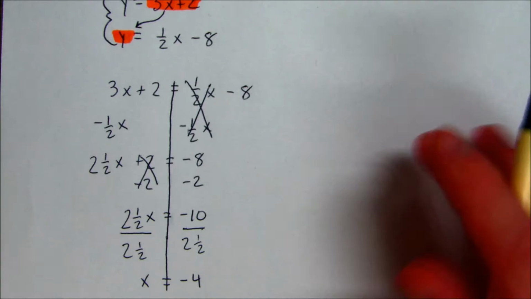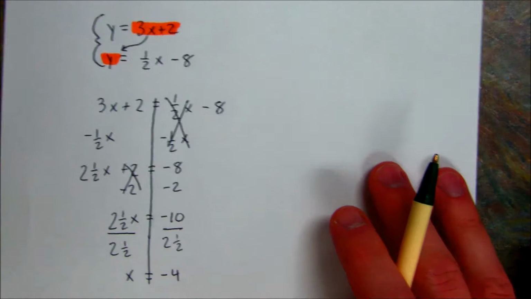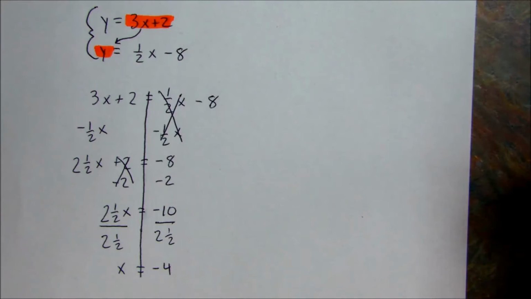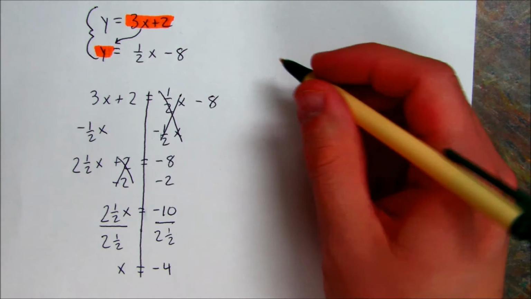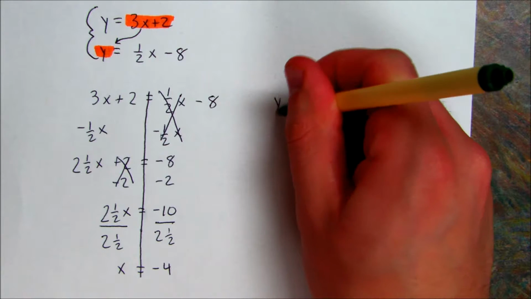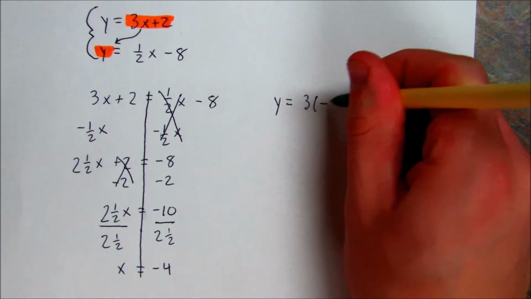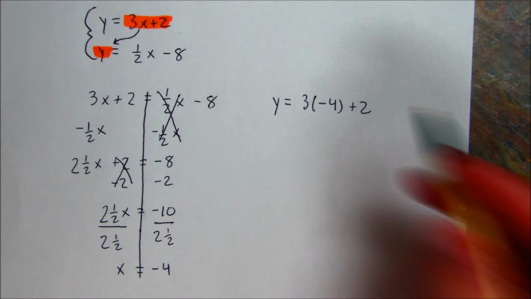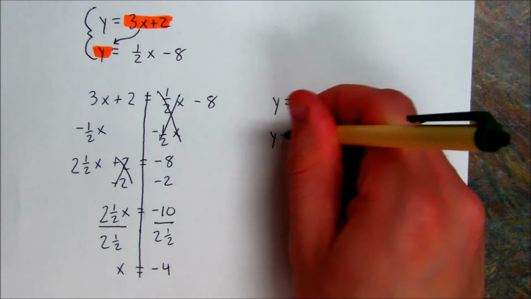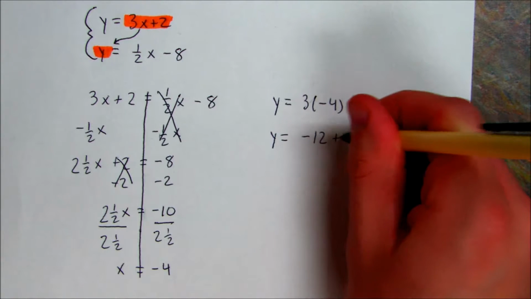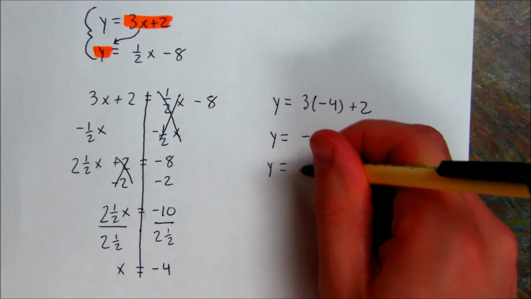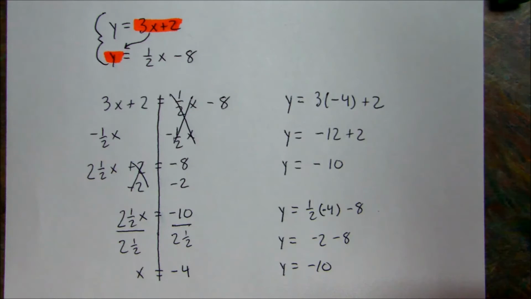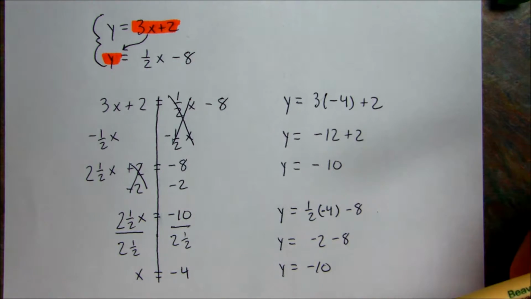So from here, I'm going to choose one of these two equations, and plug in negative 4 for x. I'm going to choose the top equation. So what I get is y equals 3 times negative 4 plus 2. And then I just follow order of operations. So I get y equals negative 12 plus 2. y equals negative 10.